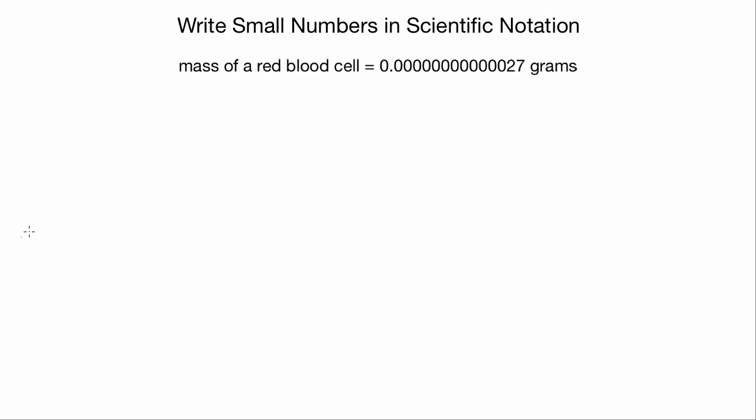So here we have the mass, and science has shown that the mass of a red blood cell is approximately 0.00000, a bunch of zeros, 27 grams. A very small number, and we're going to convert it into scientific notation.